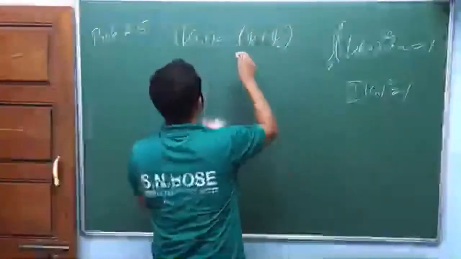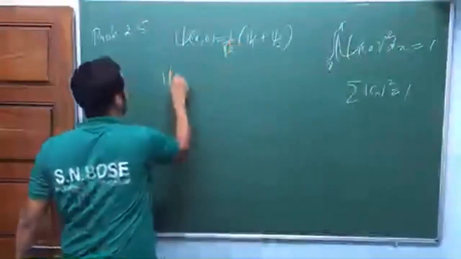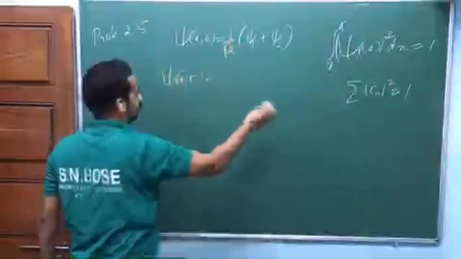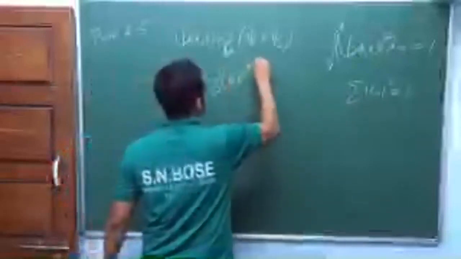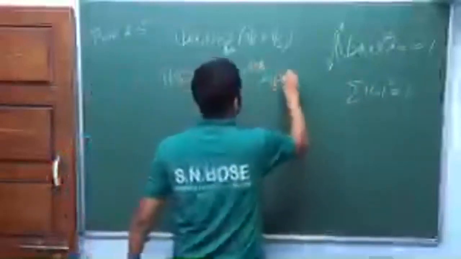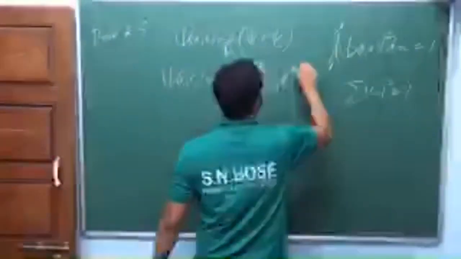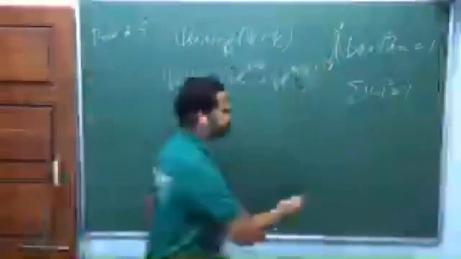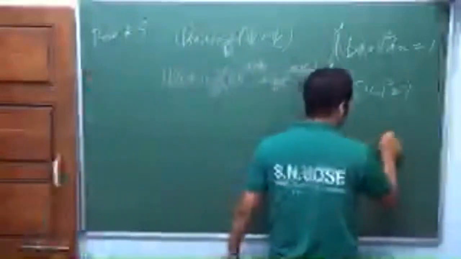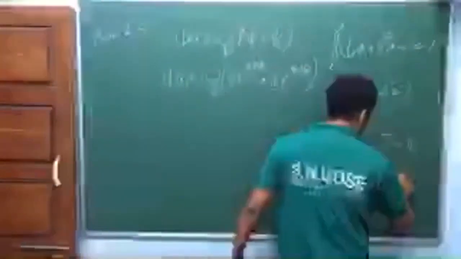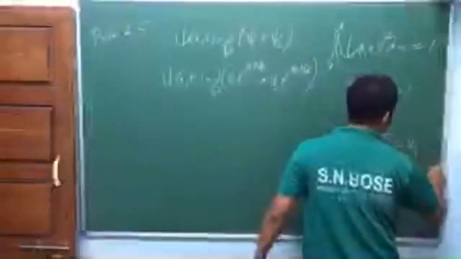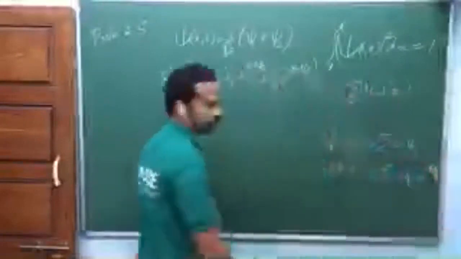What is the normalization factor? 1 by root 2. Then find psi of x comma t, just like we did earlier. 1 by root 2 times psi 1 e power minus i E1 t by h bar plus psi 2 e power minus i E2 t by h bar. Just like what you do, psi of x comma 0 is equal to summation over cn psi n, and psi of x comma t is cn psi n e power minus i En t by h bar. Exactly the same. You have only two terms here, whereas you have a summation there. That's the difference.